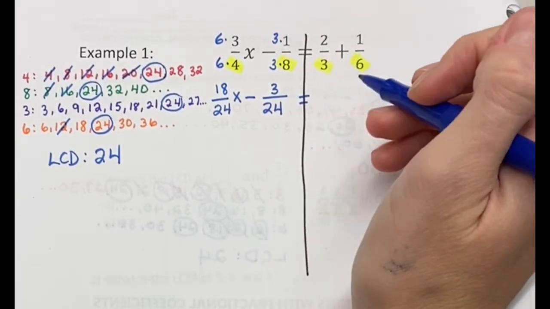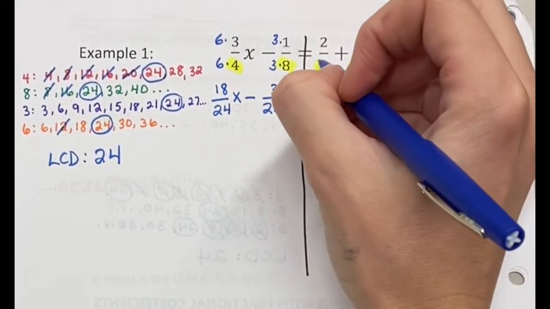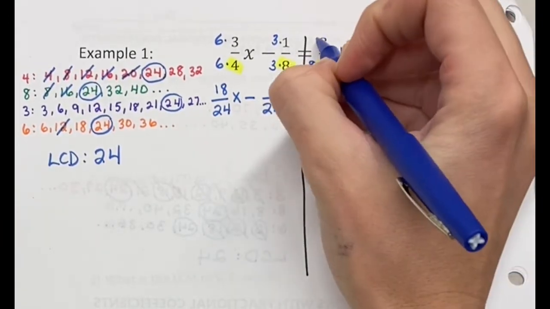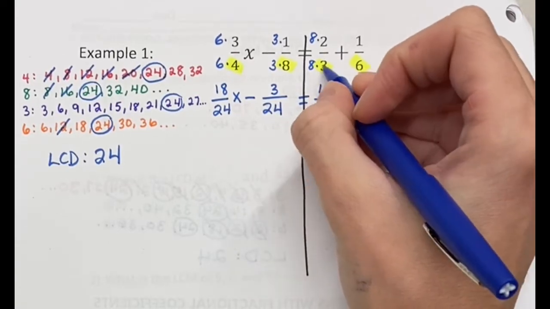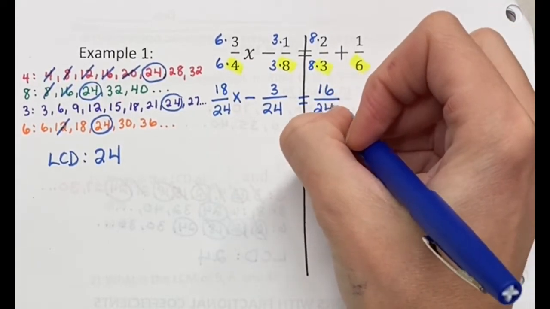What do I multiply 3 by to get it to become 24? Well, 3 times 8. And what I do to my denominator, I do to my numerator. So 8 times 2 gives me 16 over 8 times 3, which is 24.